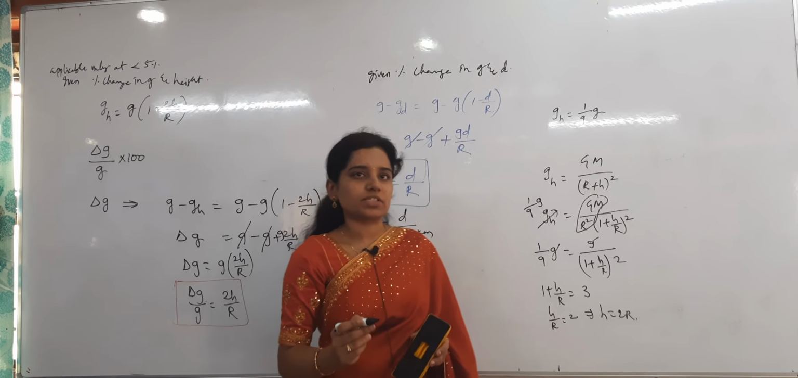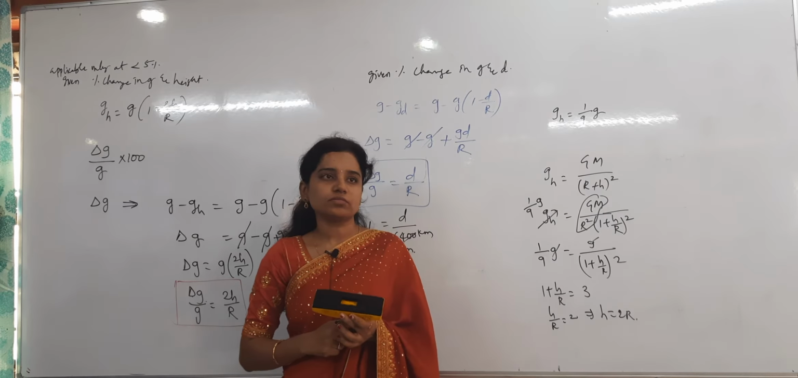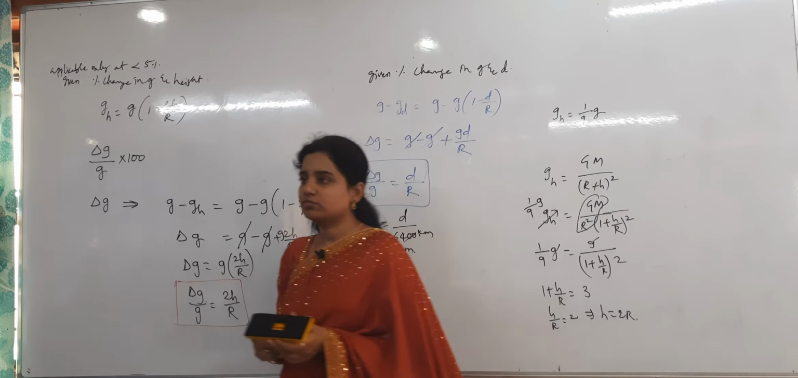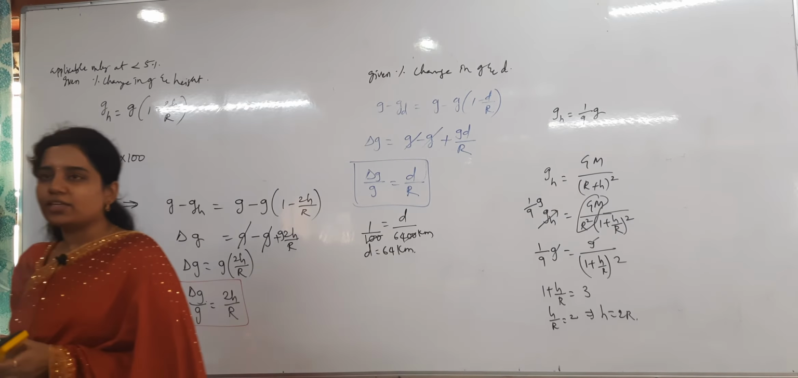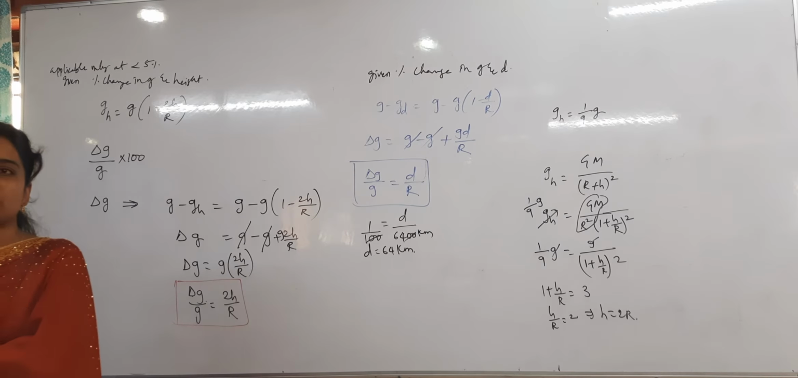Why are you taking this much time? H is equal to 2R directly. Any confusion in that? Did I say H is much lesser than R? Then why are you applying that formula? I think all of you might have applied 1 minus 2H by R only.